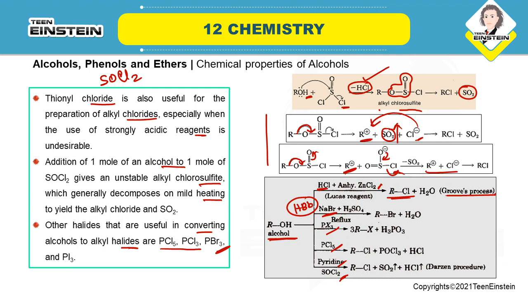Okay, so these are the methods if you want to convert alcohols to alkyl halides. Different types of reagents are there depending on the requirement. Whether the alcohol is 1 degree, 2 degree, or 3 degree, depending on that you may vary the reagent. If you want to avoid strong acidic reagent, then you can use SOCl2. So these are the different varieties of reagent that we can use.